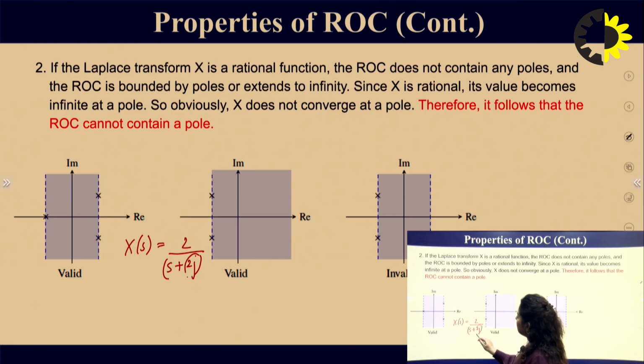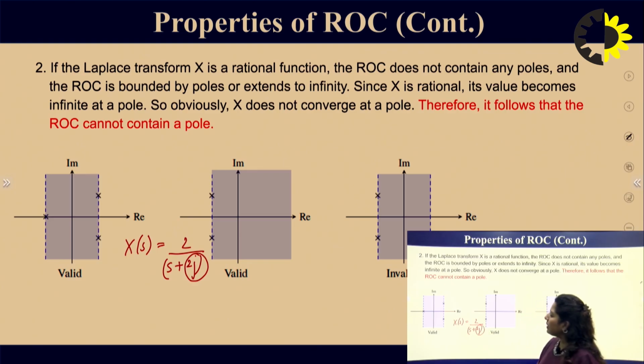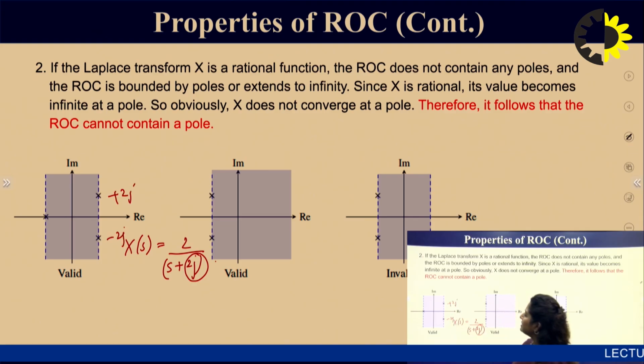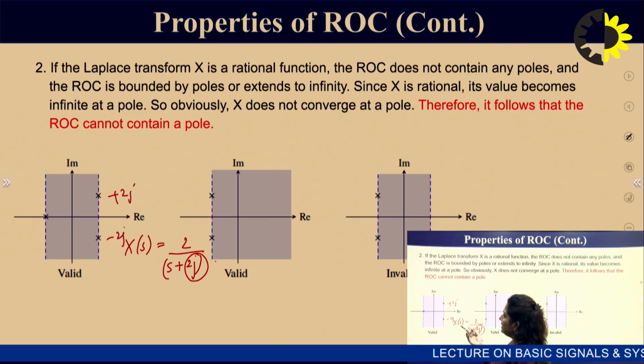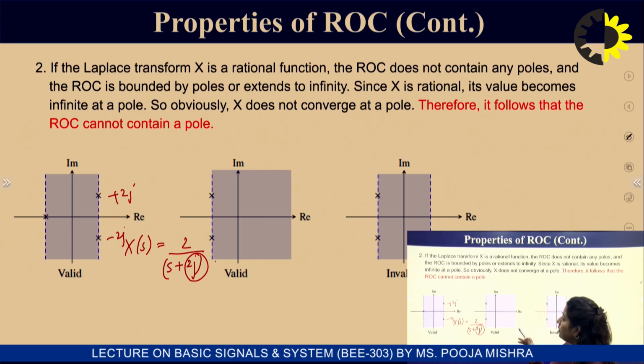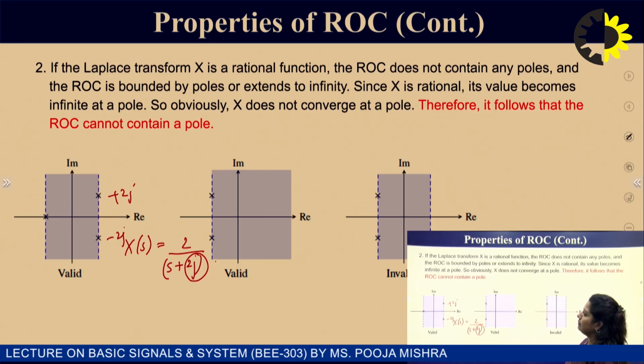So in this case there is no real part in the case of the poles. The poles exist at s plus 2j and s minus 2j. In this case the ROC will not be containing any pole because the poles are on the imaginary axis. The poles must lie on the real axis for having some ROC of the Laplace transform.